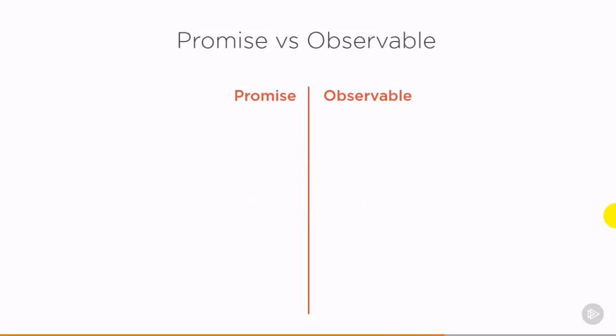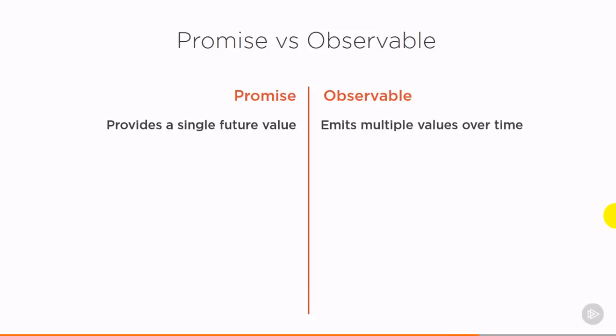You may have worked with asynchronous data in JavaScript previously using promises. Observables are different from promises in several ways. A promise returns a single future value. An observable emits multiple asynchronous values over time. A promise is not lazy. By the time you have a promise, it's on its way to being resolved. An observable is lazy by default. Observables will not emit values until they are subscribed to.